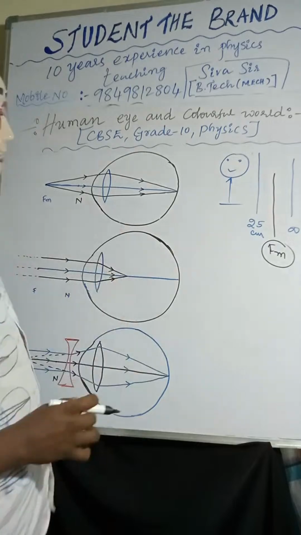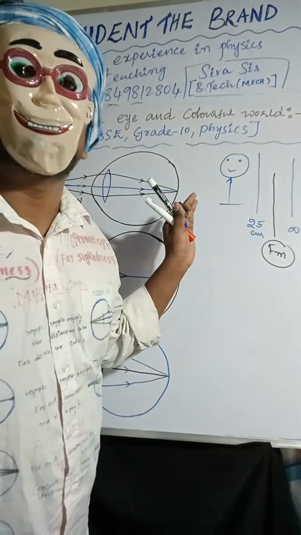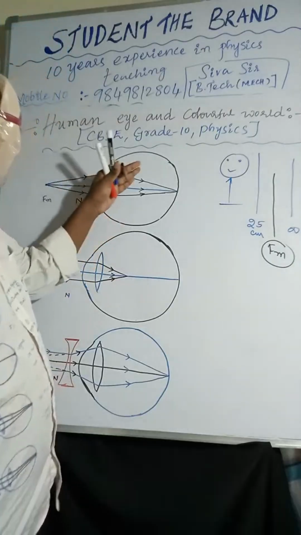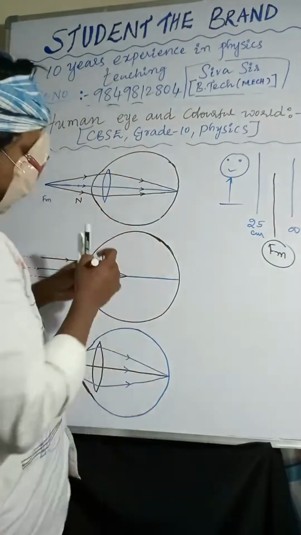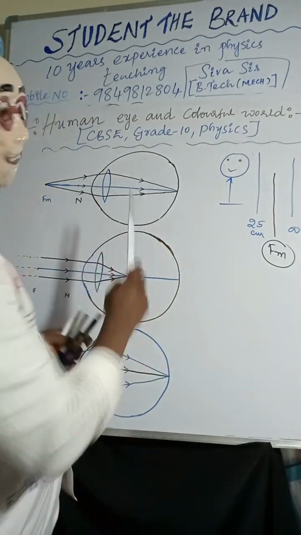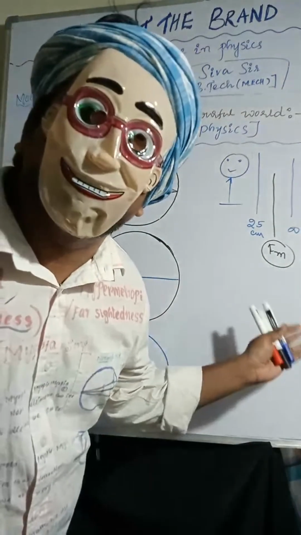So now we can observe. You can see this is about the far point of a myopic eye. The first diagram is the far point of a myopic eye.